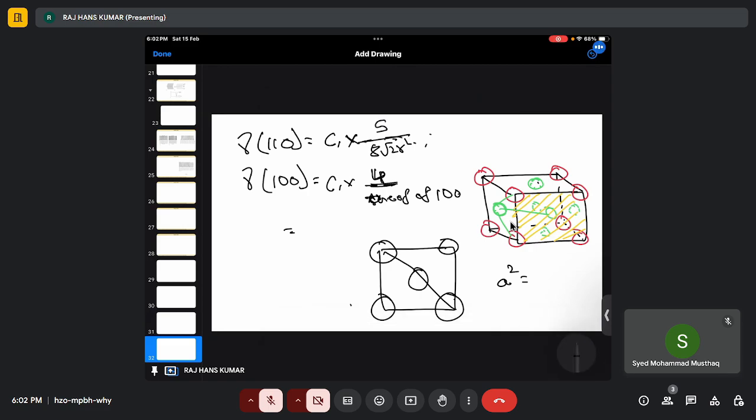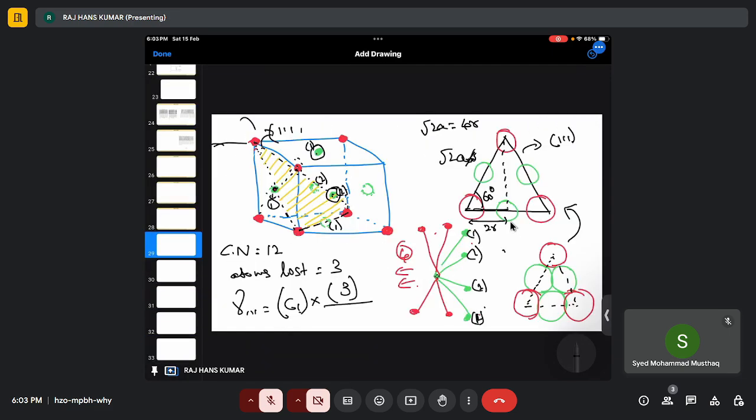So the area of the 1 0 0 plane is a square. 2a equals to 4r. So a equals to 2 root 2r. So a square will be 8r. Then gamma of 1 0 0 equals to c1 cross 4 by 8r. So this is c1 by 2r.